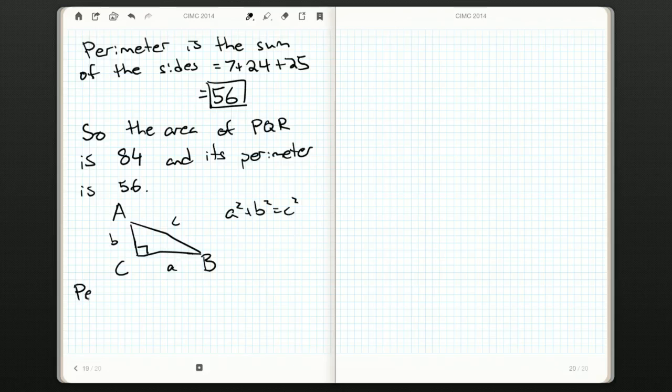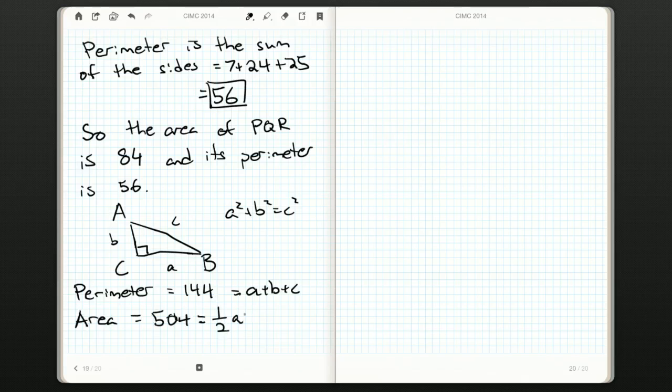So, the perimeter is 144. But how do we calculate the perimeter in terms of these? a plus b plus c. The area was 504, and that's 1/2 base times height.